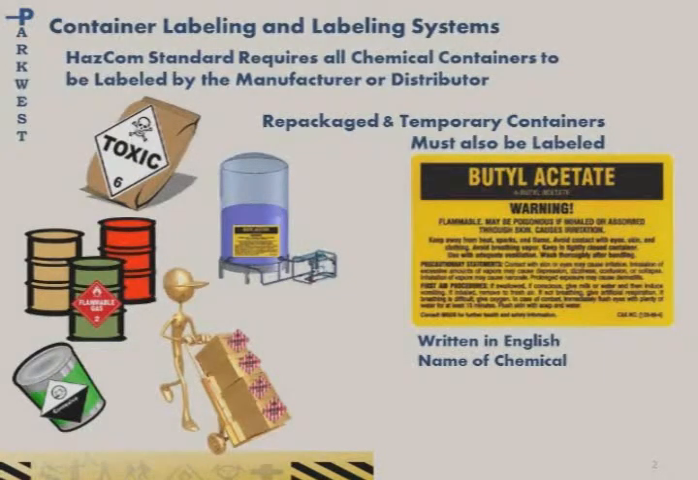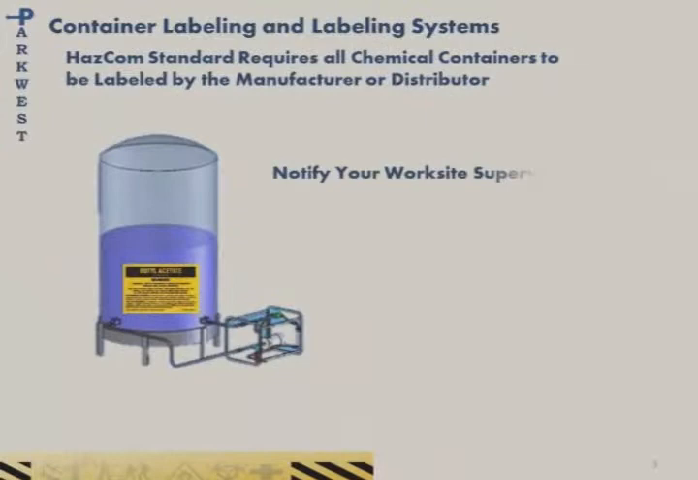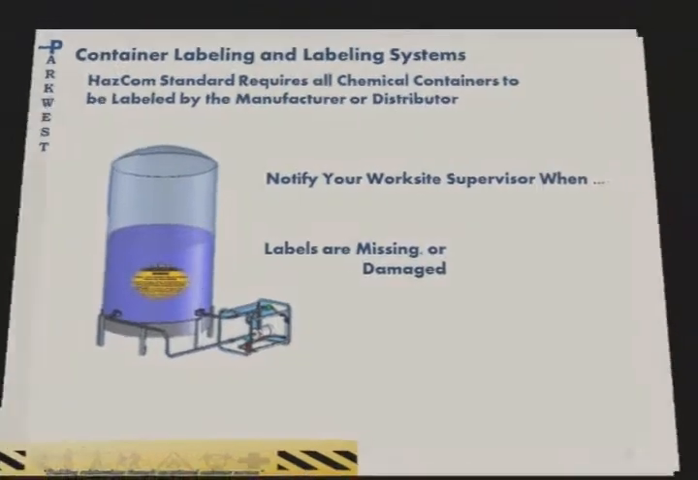Labels must be written in English and should always tell you the specific hazard warning of a chemical, which includes the identity of the chemical, the name and address of the manufacturer or distributor, any physical hazards, and any health hazards. A chemical label may also tell you proper storage and handling methods, protective clothing, equipment, and procedures necessary to safely use the chemical. If you see a chemical container without a label or with a label in poor condition, notify your supervisor.